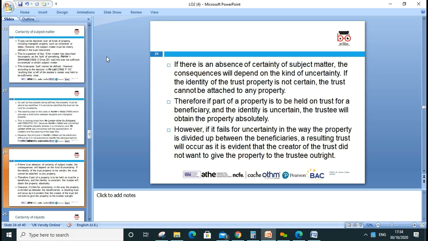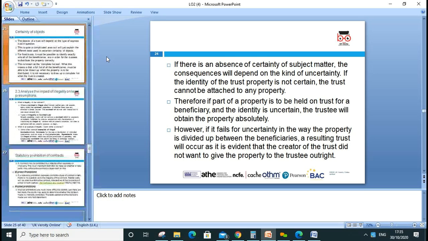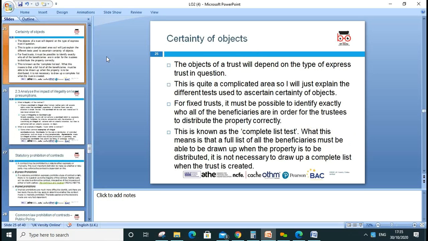Okay, therefore the part of the property to be held on the trust for the beneficiary must be identified, otherwise there is uncertainty, and the trustee will be obtained the property? Absolutely yes. However, if there are uncertainties in the way the property is divided up between the beneficiaries, the resulting trust will occur. That is evidence the creator of the trust did not want to give the property to the trustees outright. Yes. If they mean to, yes, they should.